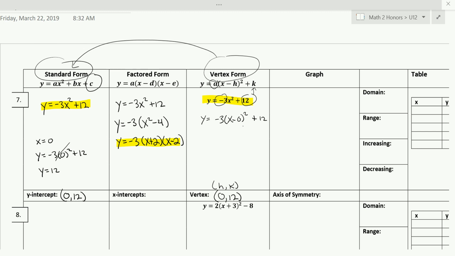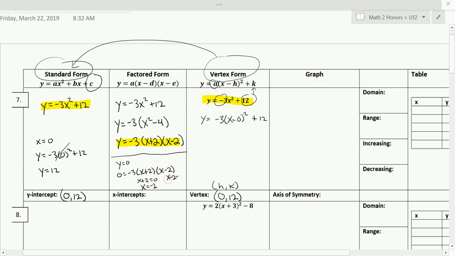X-intercepts, how do we do that? Plug in 0 for y, good. So how many factors do we have? We had 3, but only 2 of them really matter, because the factors with your x values are the ones that are going to give you your x-intercepts. So x plus 2 equals 0 gives us x is negative 2, and x minus 2 equals 0 is going to give us x equals positive 2. So (-2, 0) and (2, 0) are our two x-intercepts. Good. What's next?